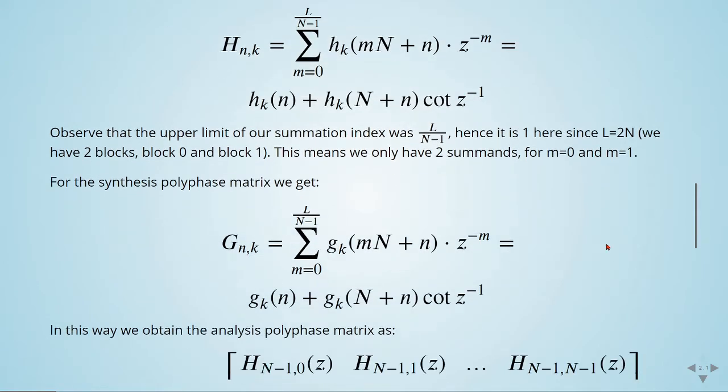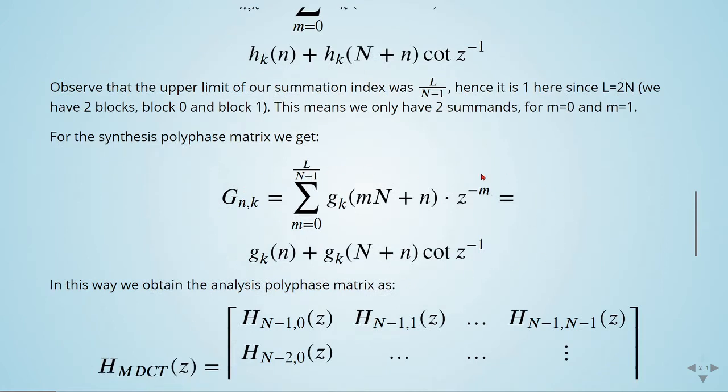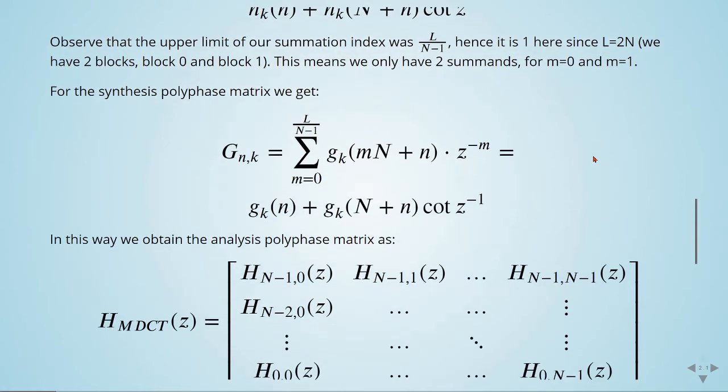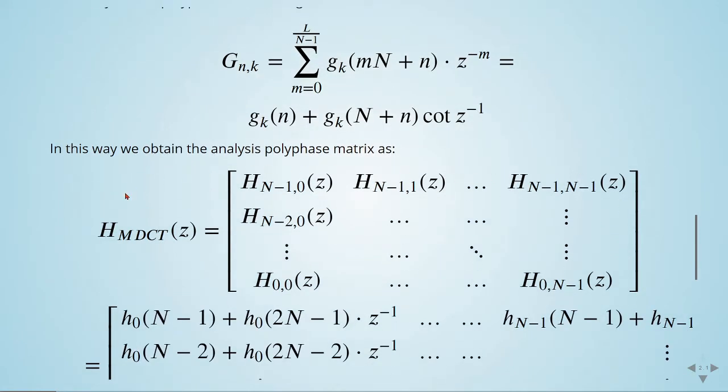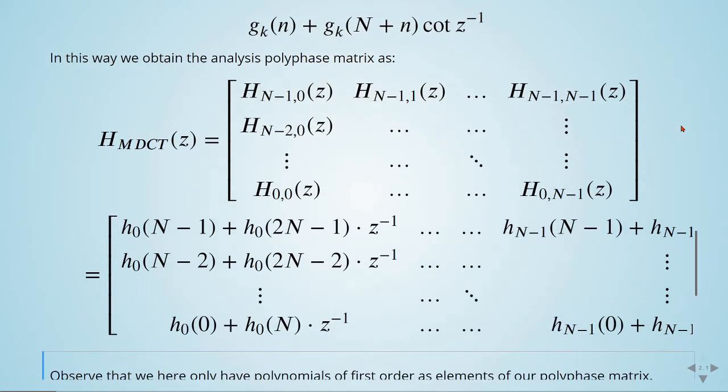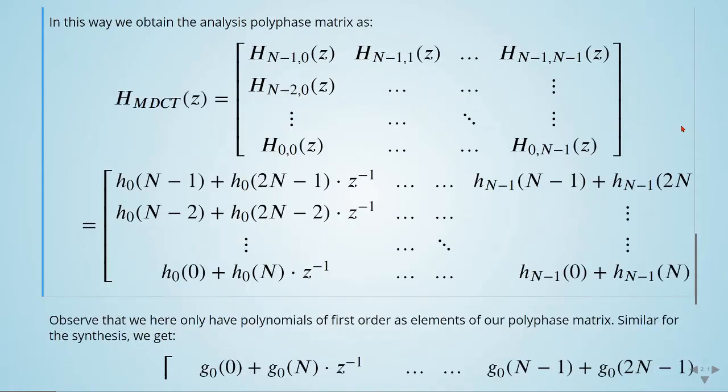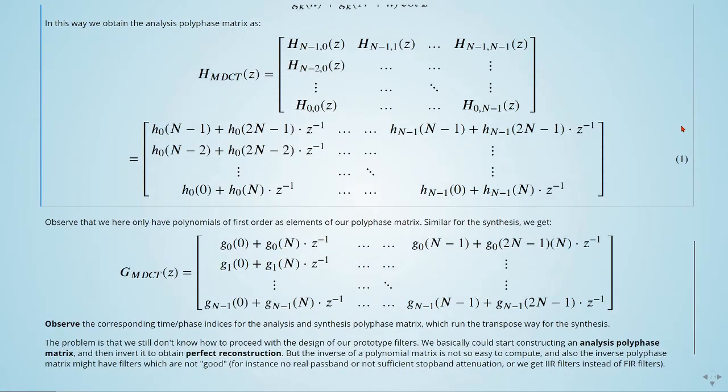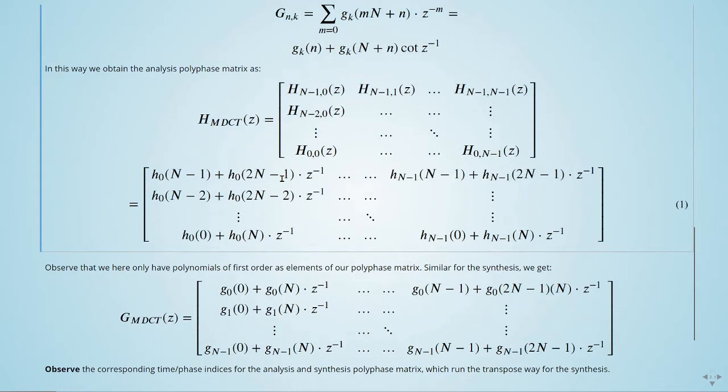For the synthesis polyphase matrix, we get these equations here. And in this way, we obtain the analysis polyphase matrix given here. So here we have the case of MDCT, and we have all these elements of our analysis polyphase matrices. And here we see that we have only polynomials of the first order as elements of our matrix. We have z to the power of 0, and we have z to the power of minus 1.